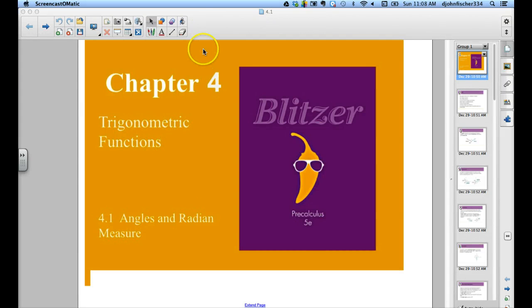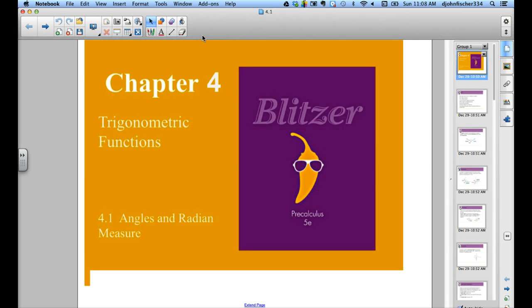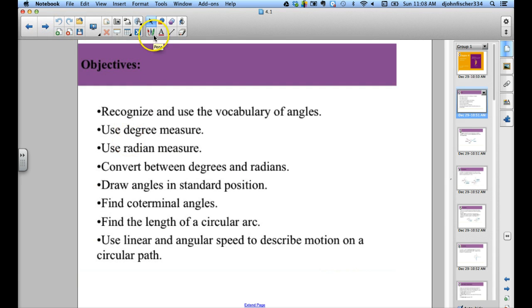Okay, we're going to start chapter 4, and this is going to take us in a different direction a little bit because we're going to start talking about trigonometry now. For some people, this is a very hard section, and for some people, it's easy, but there's a lot of terms and terminology to go through here. So let's just look at a few things. The objectives of this section, and it's a lot of them.